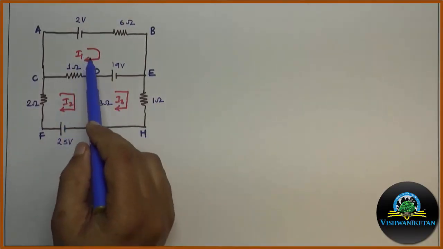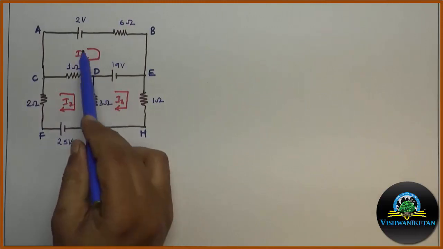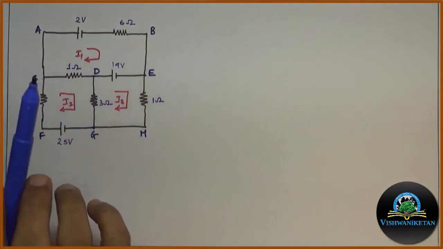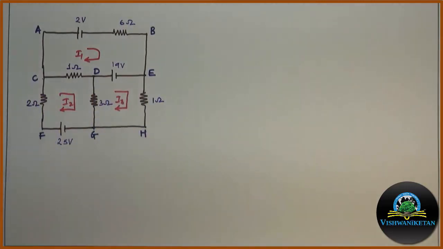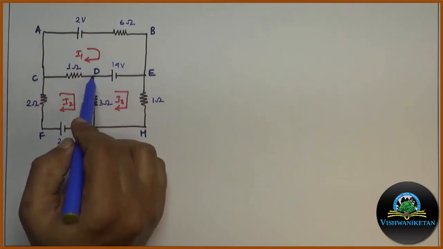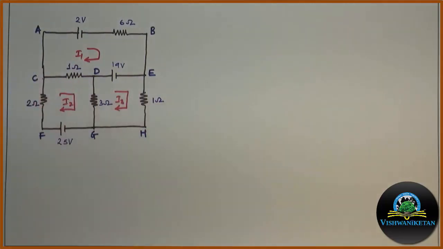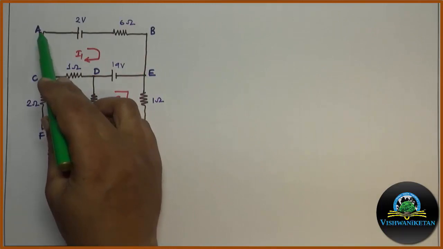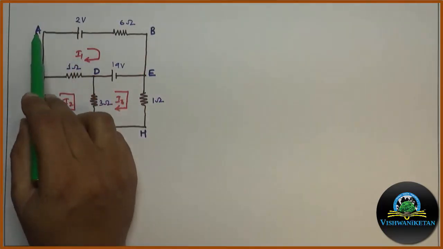Now all these currents are marked clockwise. The direction of each current is clockwise. This is for our reference or convenience. Now we will apply KVL to mesh A, B, E, D, C, A. As per sign convention, we will move from A to B, B to E, E to D, D to C and C to A. Now let us start from A to B.